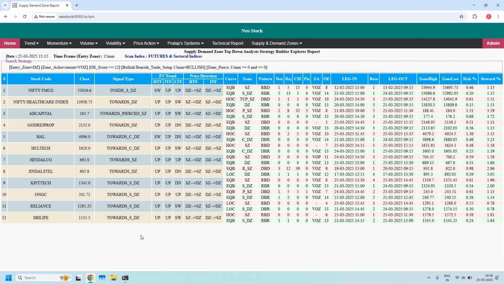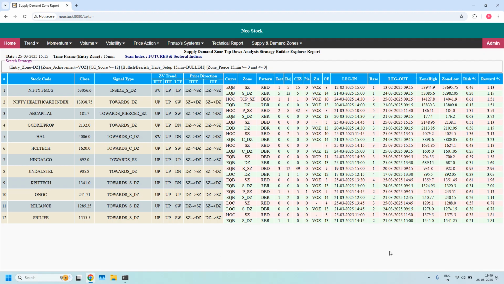So these 12 stocks are supporting the bullish trade setup for daily income trade, and entry time frames are 15 minutes demand zones. The entry time frame 15 minutes and entry zone demand zone. So all these 15 minutes demand zones are supporting the bullish trade setup for daily income trade. Out of these 12, there could be some with a higher probability of success. We will identify based on the zone confluence.